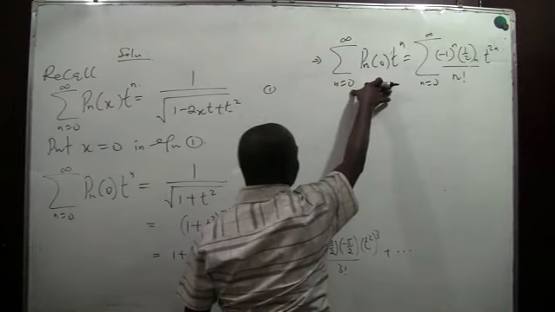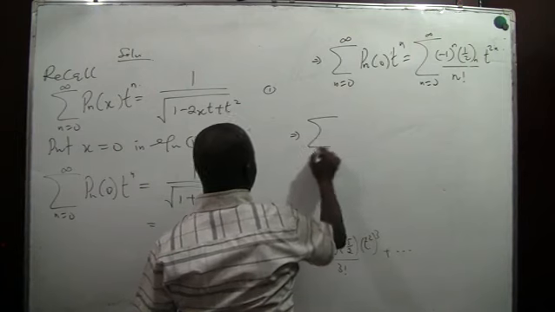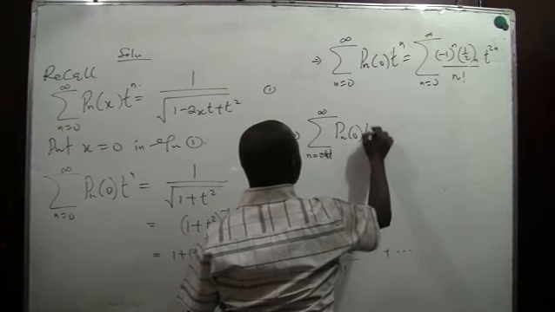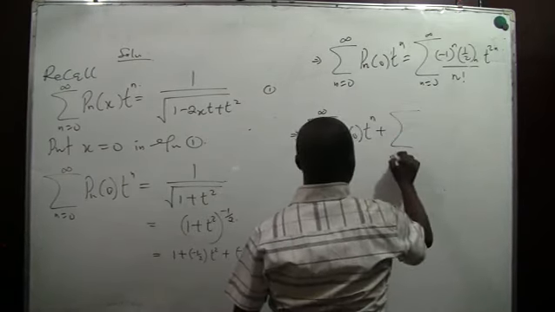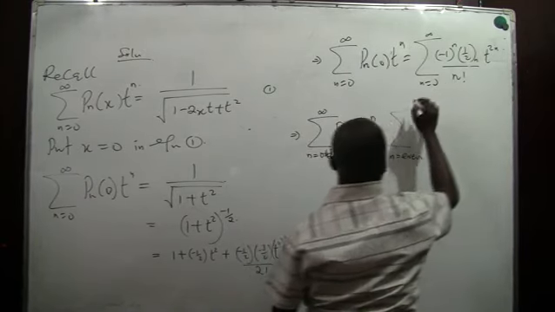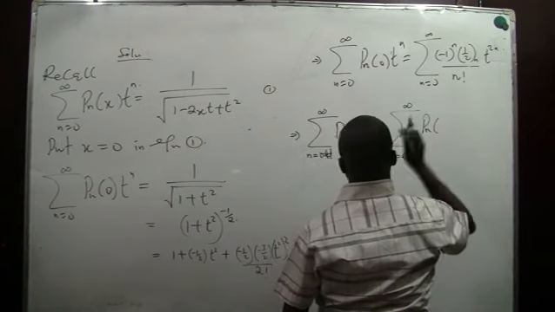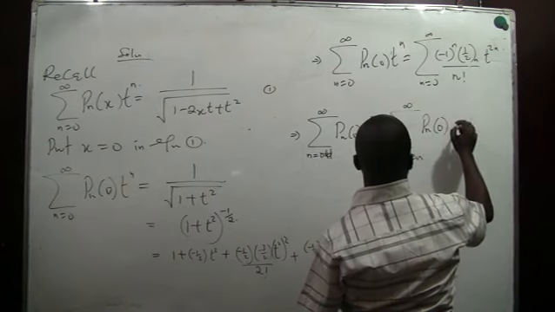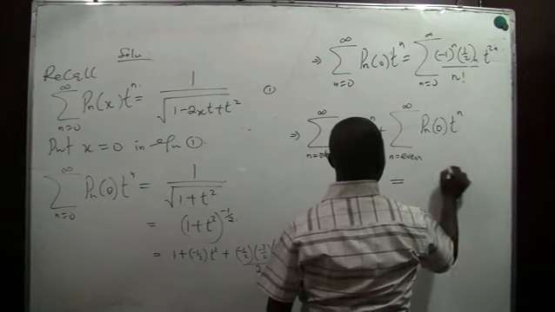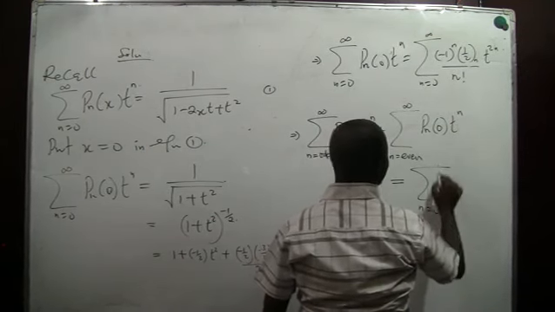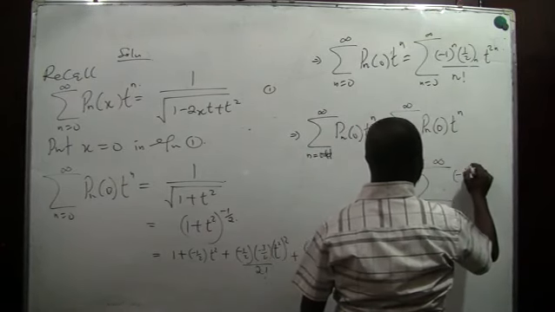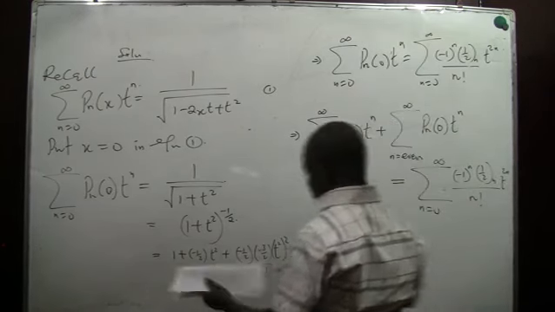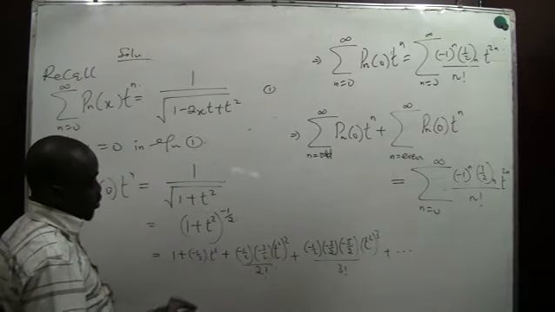We can divide this into two by saying that I can write this as summation n equals odd to infinity Pn of 0 t raised to the power n, plus summation n equals even to infinity Pn of 0 t raised to the power n, everything equals summation n from 0 to infinity minus 1 raised to the power n, half sub n divided by n factorial, t raised to the power 2n.